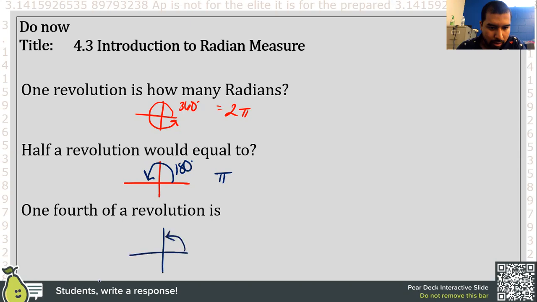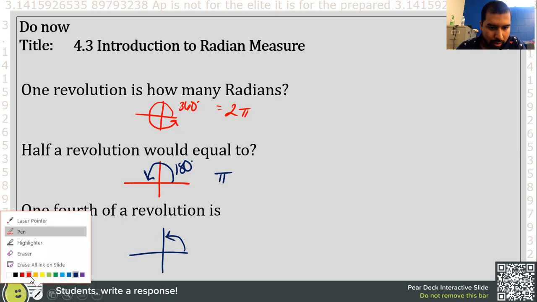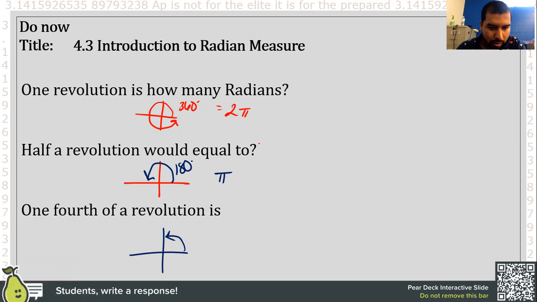1/4 like this. Well, it's actually going to be half of the half, right? So it should be pi over 2, which is our 90 degrees. And that makes sense. We can see that a full revolution just became the top side, right? And then just a quarter of 360.